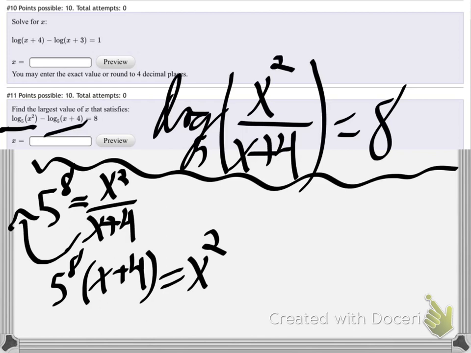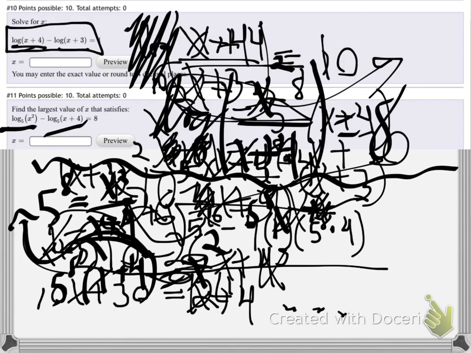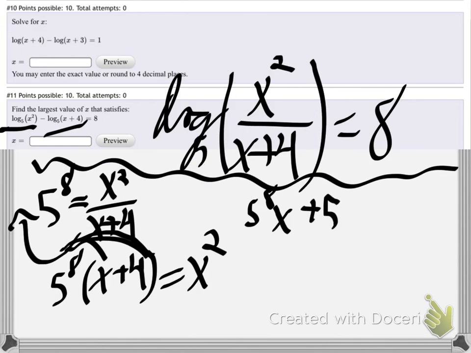And then distributing it, 5 to the 8 to both of those, it'll be 5 to the 8, which is some huge old number. Notice how I keep refusing to figure out how much 5 to the 8th is. And then 5 to the 8th times 4, we'll just call that 5 to the 8 times 4 with a little times dot equals x squared. And then we'll get this thing by itself.